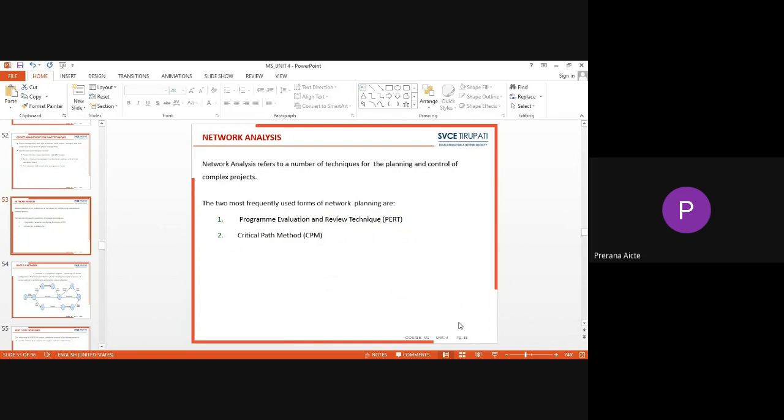This program evaluation review technique generally assumes three time estimates. The three time estimates are the most likely time, optimistic time, and pessimistic time.